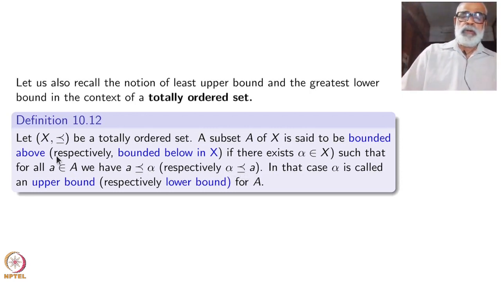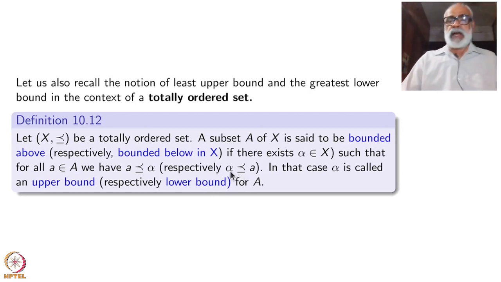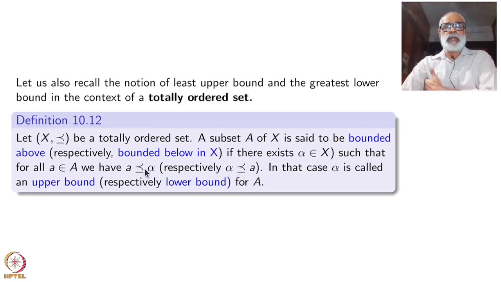Okay, bounded above and bounded below. This alpha will be a lower bound here, and this alpha is the upper bound here, the other way. In that case, alpha is called an upper bound. The other one is a lower bound. Okay, same definition.